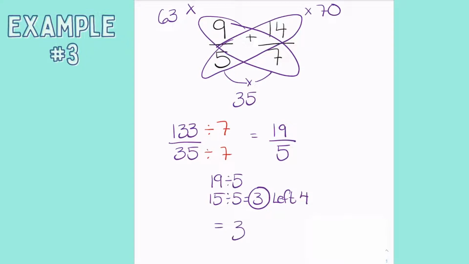That means this fraction, when placed into its mixed form, will be 3 wholes and 4 fifths. The 4 comes from what's left over, and the 5 comes from the original reduced denominator, leaving us with a final answer of 3 and 4 fifths.